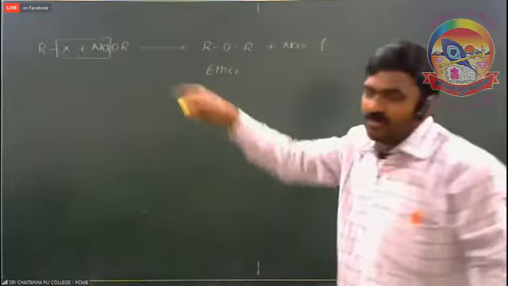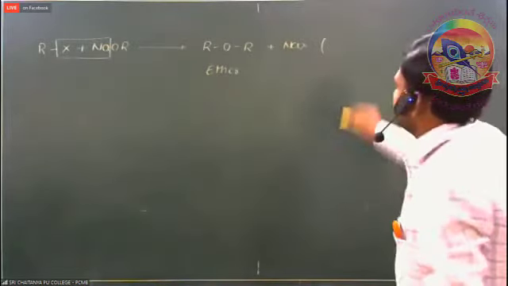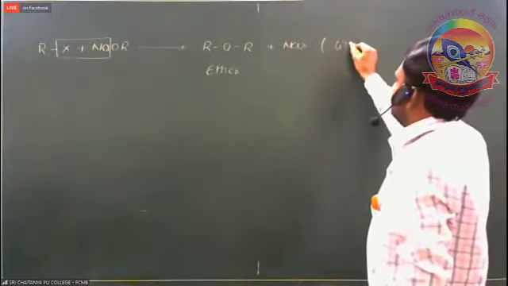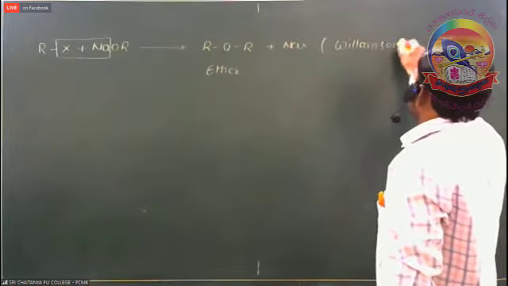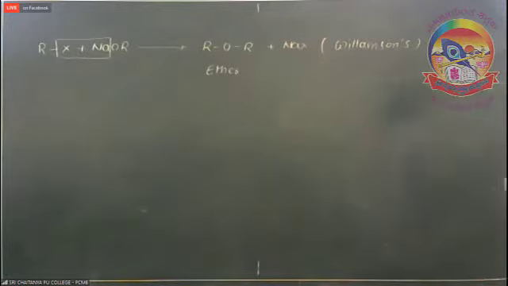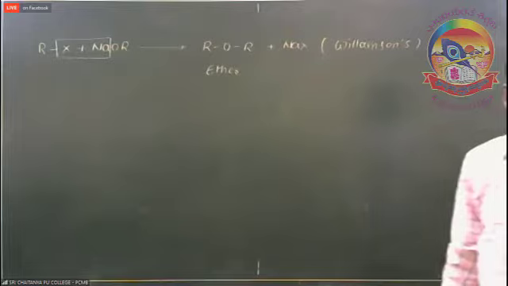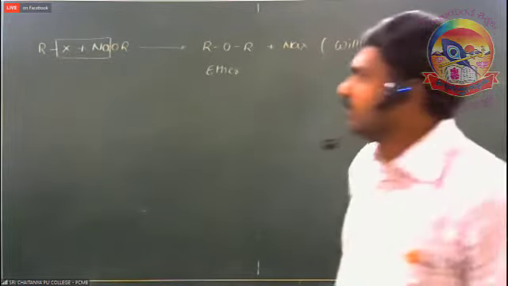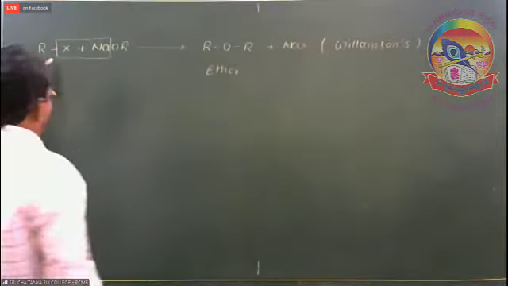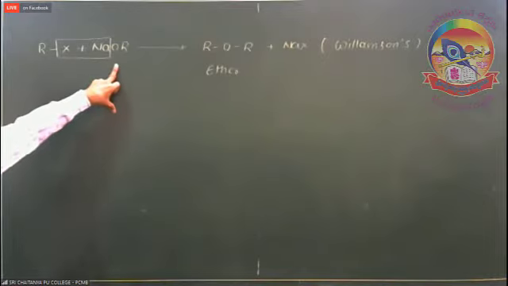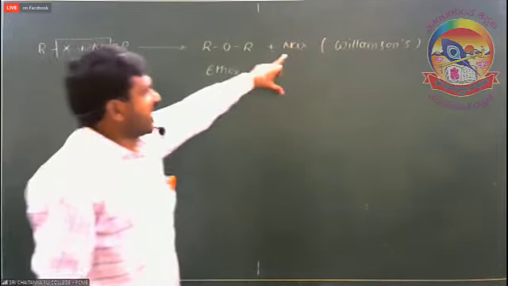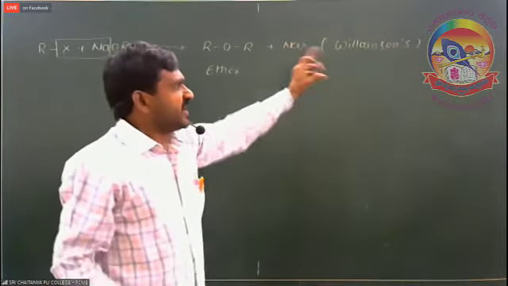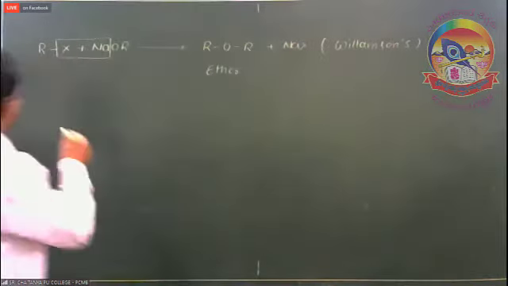What is the name of the reaction? It is Williamson's synthesis, and it is very important. What is Williamson's synthesis? Alkyl halides react with sodium alkoxides, giving ether ROR, and NaX is the byproduct. The name of the reaction is Williamson's synthesis.